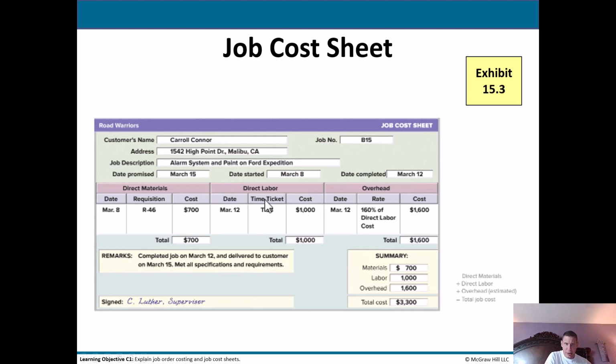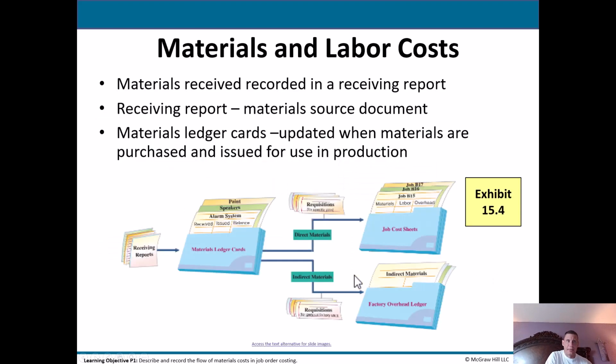So look at the direct labor cost, $1,000, right? And then just times it by 160%, or just 1.6, and that's going to give you the overhead cost of $1,600. So we have 700 for materials, 1,000 for labor, 1,600 for overhead, and you can see where they put these down here: materials, labor, overhead. We add these all up, and we have a total cost for this job of $3,300.